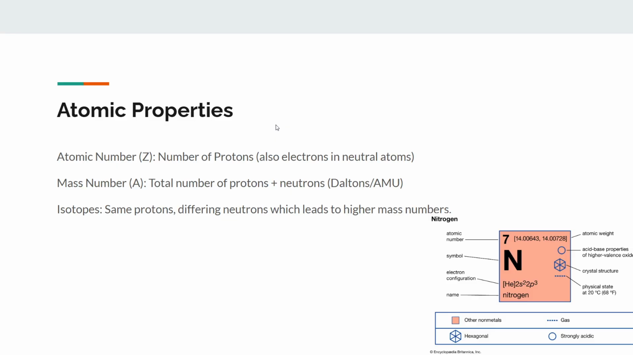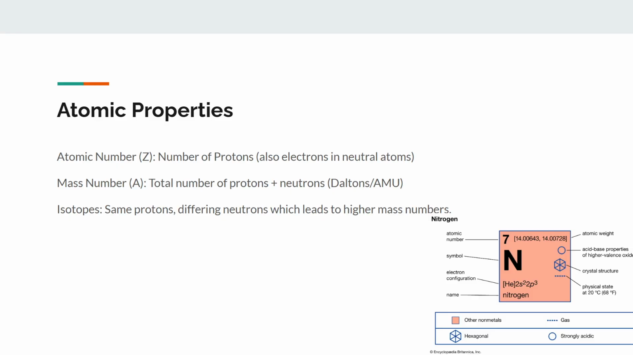And when we get to atomic property, atomic number Z is the number of protons, as we see here in this nitrogen atom. We know now that any nitrogen element has 7 protons in one atom. One thing to note is that the protons will always equal the electrons in neutral atoms.